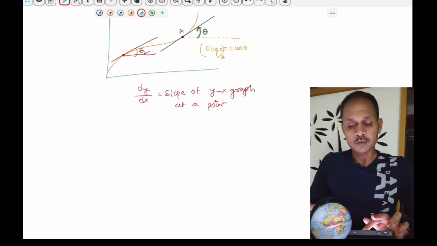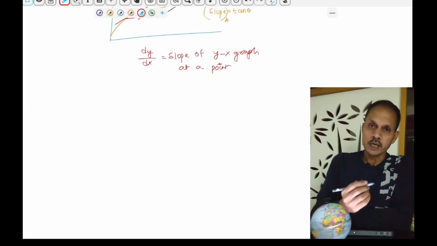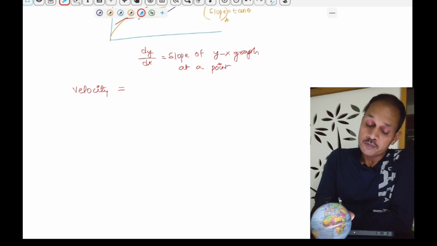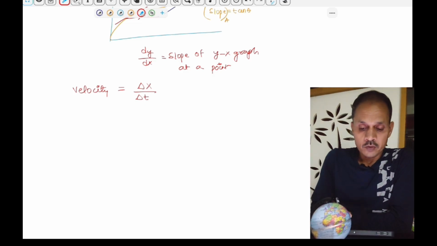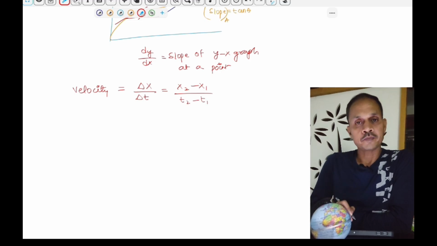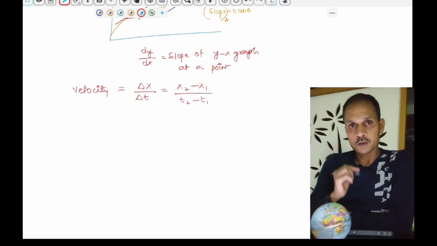Where do we use this one? For example, in kinematics, you know, velocity is found as change in position by change in time interval, which is x2 minus x1 by final time minus initial time. This is average velocity.